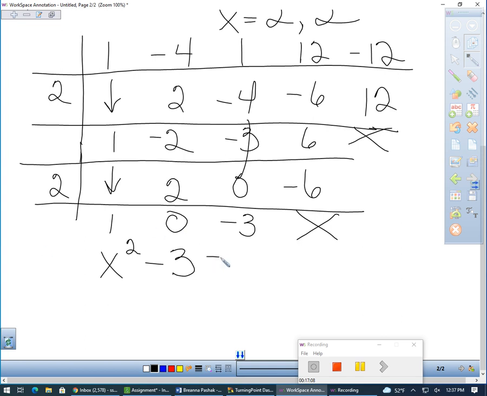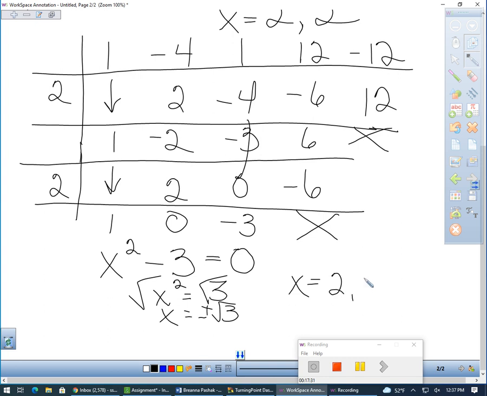Now we set that equal to 0 and solve. And again, we can solve this by getting x by itself, right? So x squared equals 3. Square root both sides. We get x equals plus and minus square root 3. So our zeros are at 2, another one at 2, and plus and minus square root 3.